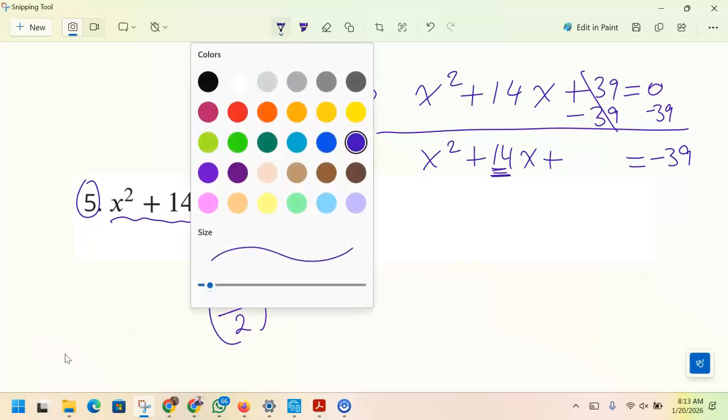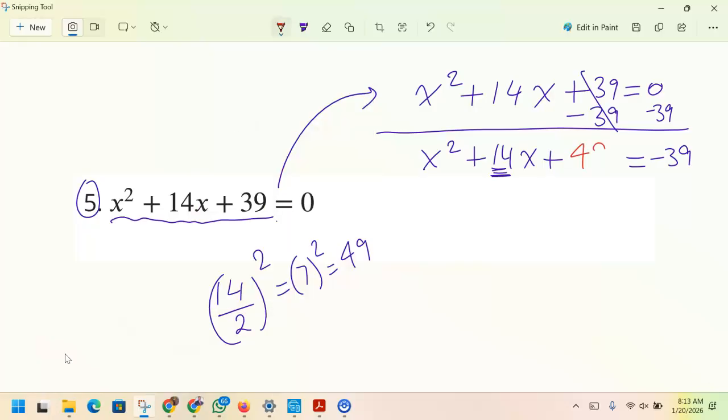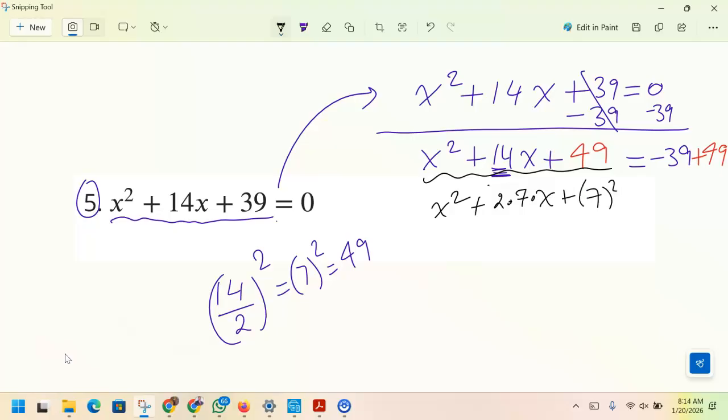So on both sides add 49 plus 49. Adding this will give you a perfect trinomial. Another way to write this is 2 times 7x like this, plus 7. This is not needed, but I'm just writing, and this is going to be plus 10. You can check that. Now this whole thing will be x plus 7, the whole square is 10.